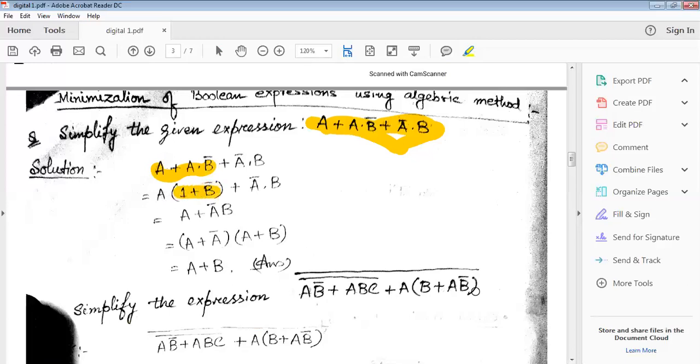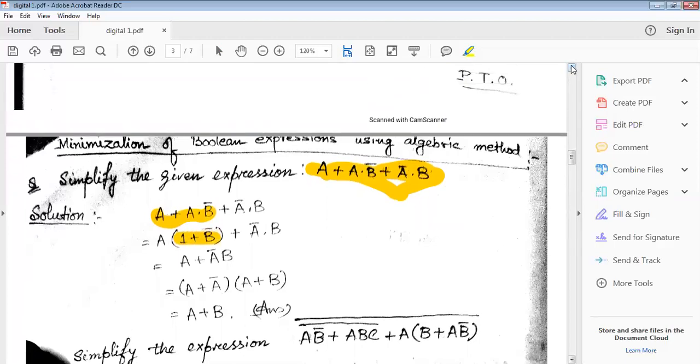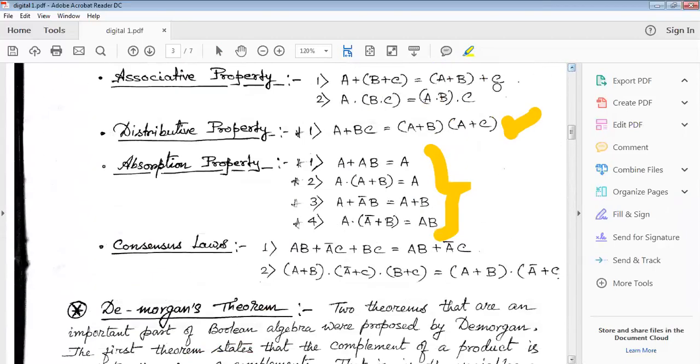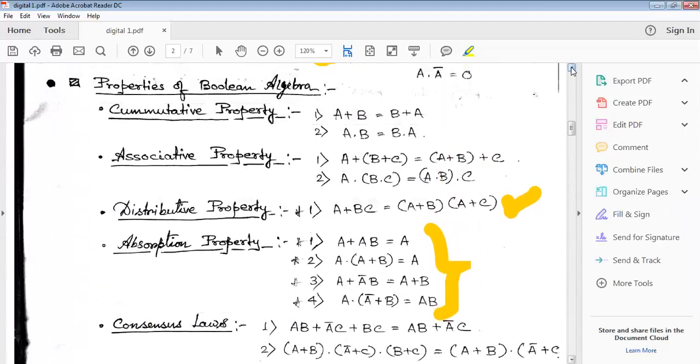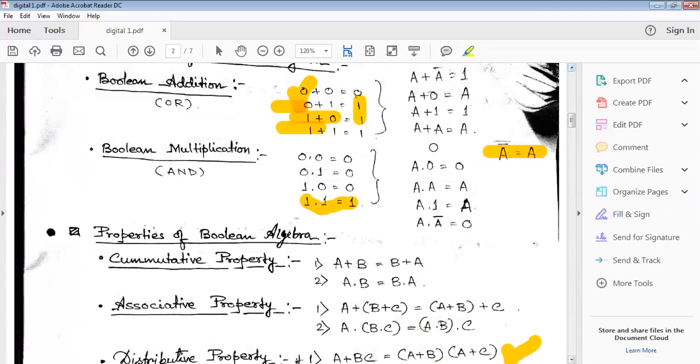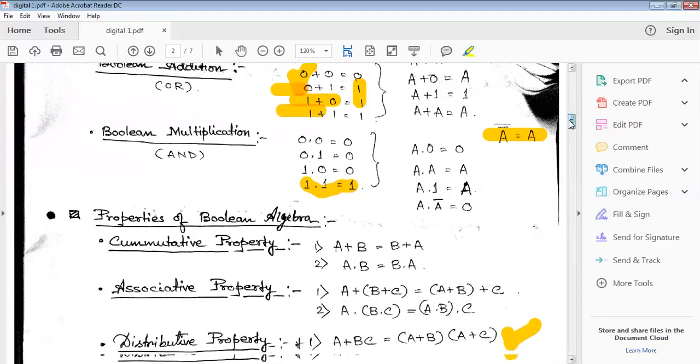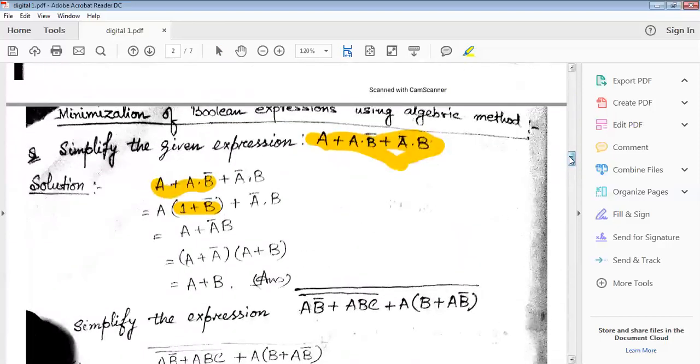So 1 into A. I'm just coming to the theorems. A plus 1 equals 1. So if I add 1 with any Boolean variable, it will give 1. And if I multiply 1 with any Boolean variable, it will give the same output, that is A dot 1 equals A. So here 1 plus something will be equal to 1, and this one is multiplied with A, so it will give A, that is A plus A bar B.